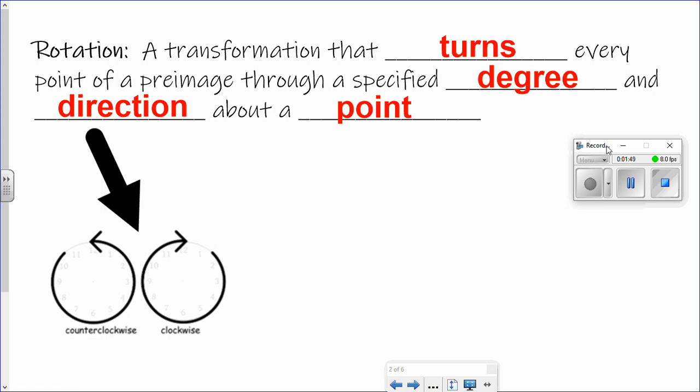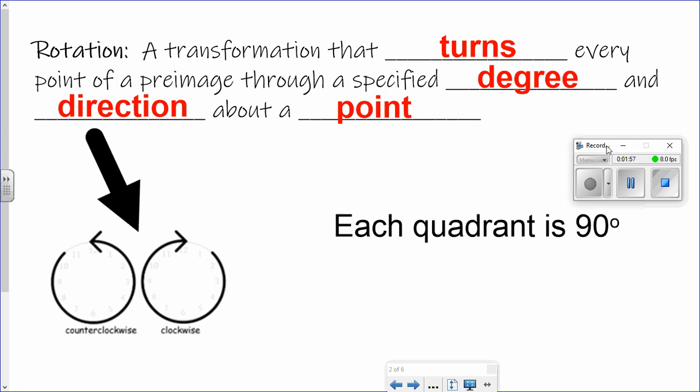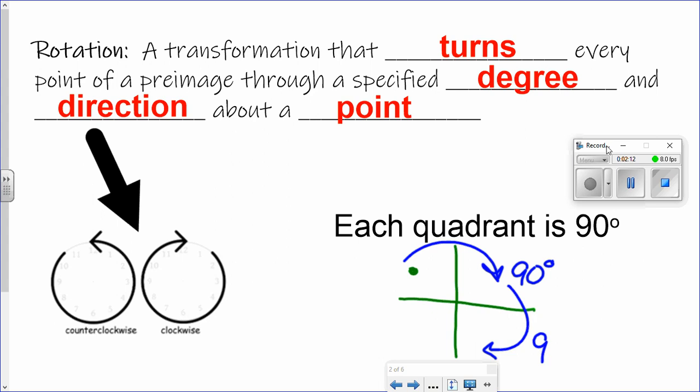I'm going to give you varying levels of degrees, but we're mainly going to focus on multiples of 90. So moving through each quadrant is 90 degrees. For example, if I had this coordinate plane and a point somewhere here, moving this way would be 90 degrees to this quadrant, then this quadrant would be another 90 degrees, which in total would be 180 from the original. Going to the next quadrant would be another 90 degrees, which would be 270. And if you rotate it 4 times through the 4 quadrants, you get back to 360.